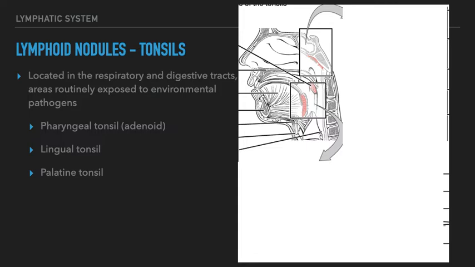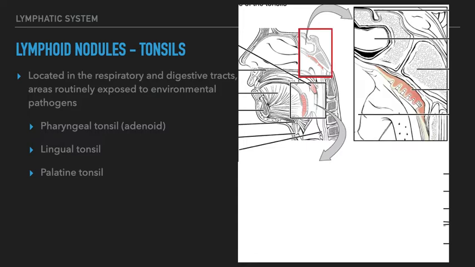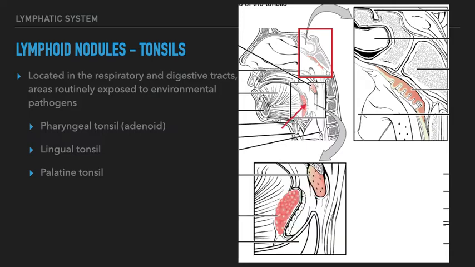So first, let's start with the pharyngeal tonsil. This is also referred to as the adenoid. It's a massive lymphatic tissue located behind the nasal cavity in the roof of the nasopharynx. This is where the nose kind of blends into the throat. The lingual tonsils are a collection of lymphatic tissues located in the lamina propria of the root of the tongue. And we also have the palatine tonsils. These are commonly just called the tonsils.